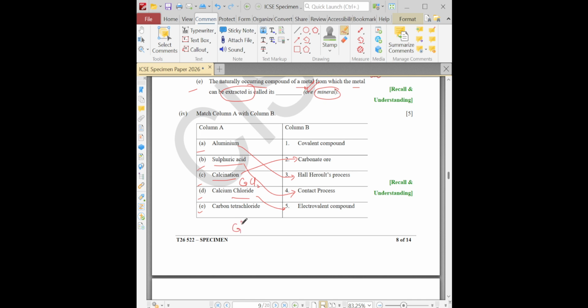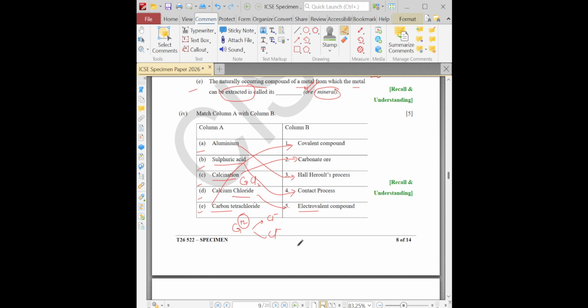So calcium has two electrons, and these two electrons are given one each to chloride. So calcium gets a positive charge, chloride gets a negative charge. So this is an electrovalent compound. When we talk about carbon tetrachloride, CCl4, here carbon equally shares with 4 chlorine atoms, hence it is a covalent compound, right? So this is how you are going to match.